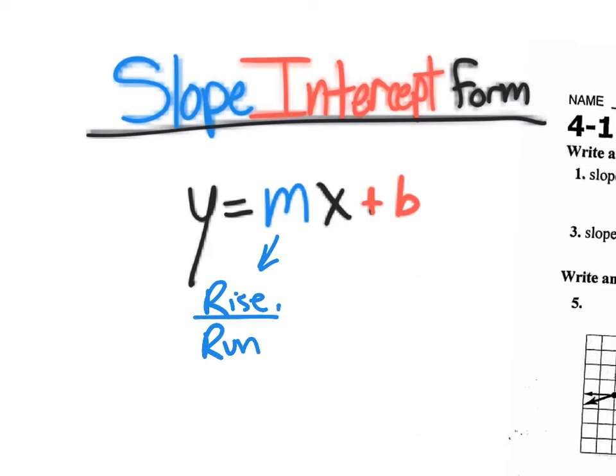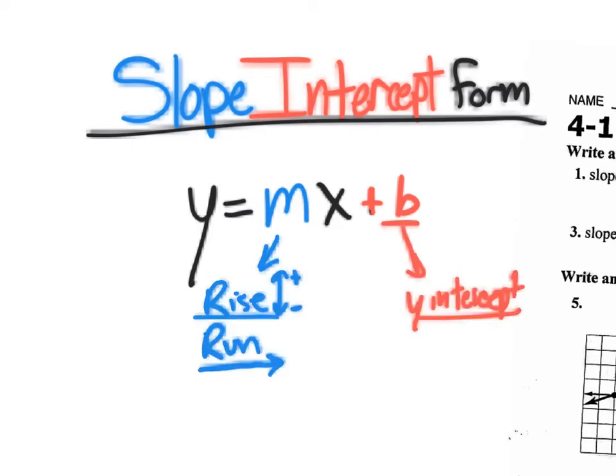Again, the rise is positive if it's going up. It's negative if it's going down. The run, we're always going to look at it from left to right, always. Okay. So the only positives and negatives come from the rise. If it's going up from left to right, it's positive. If it's going down from left to right, it's negative. And of course, the b, the number that's being added or subtracted out here, is the y-intercept. And that's just where it crosses the y-axis.